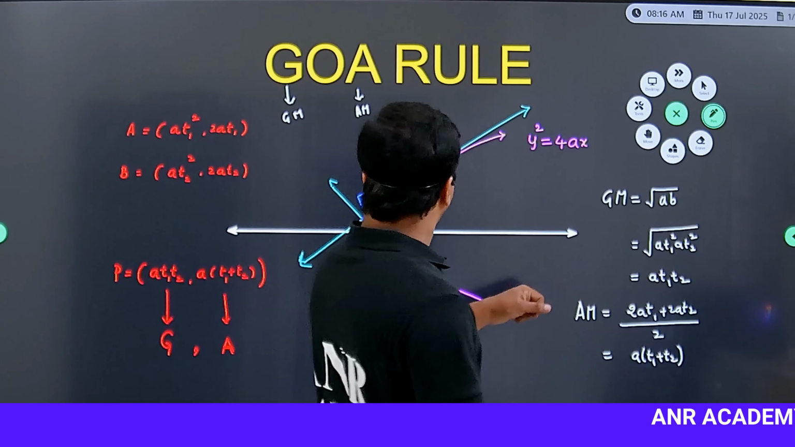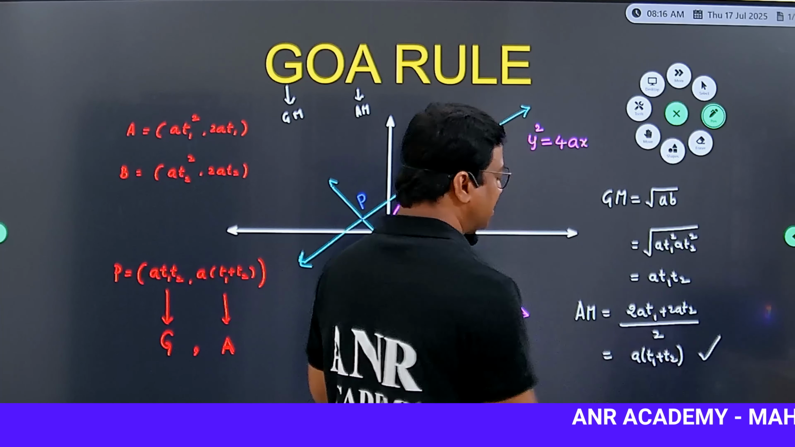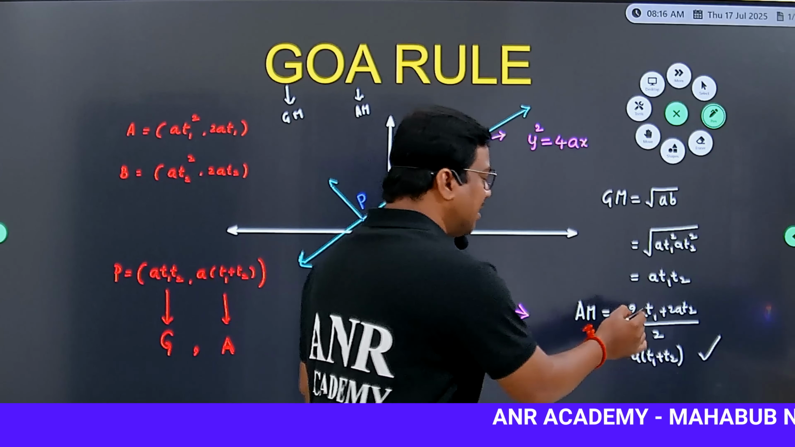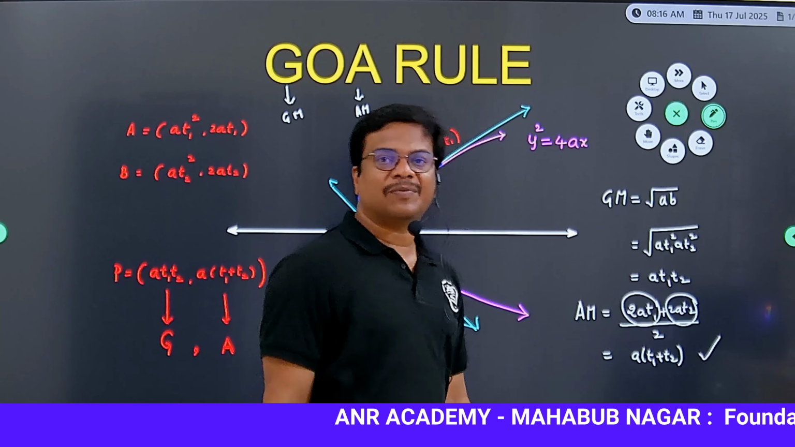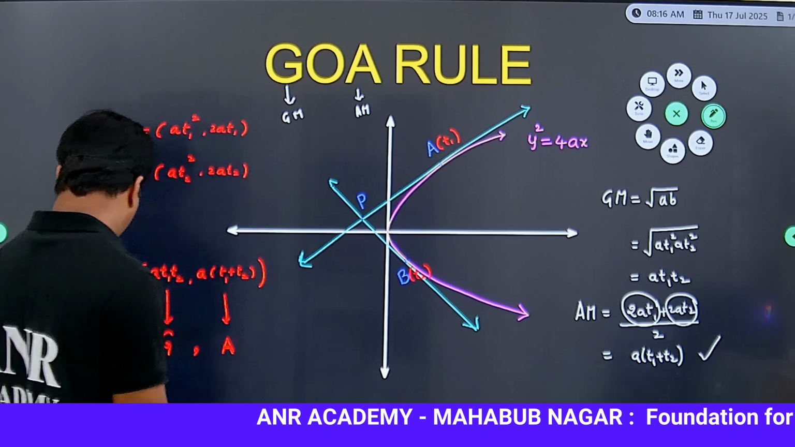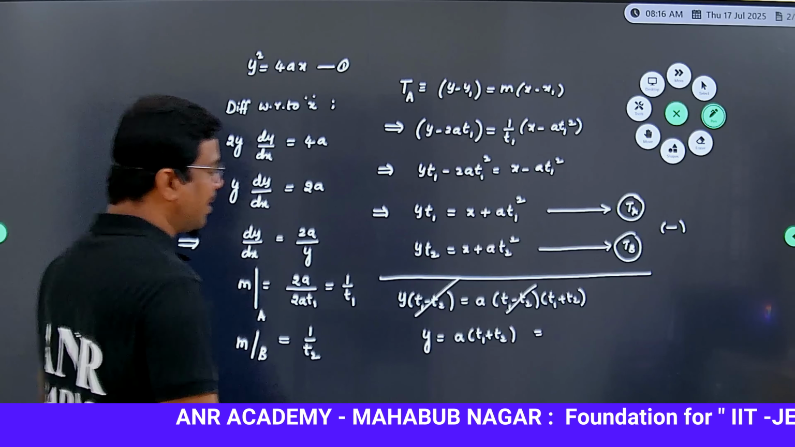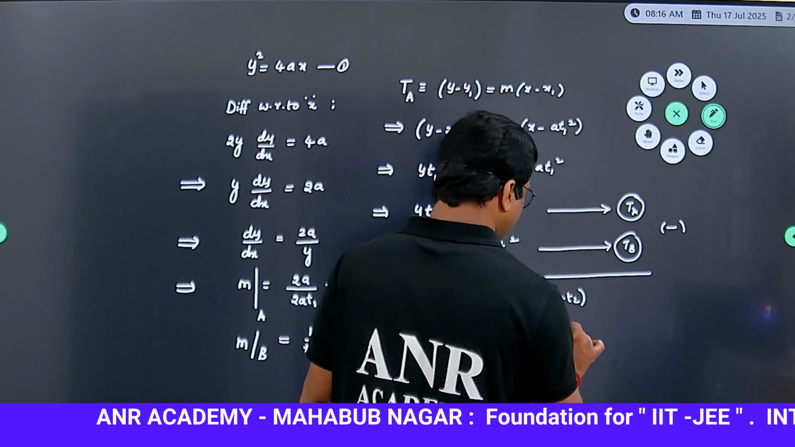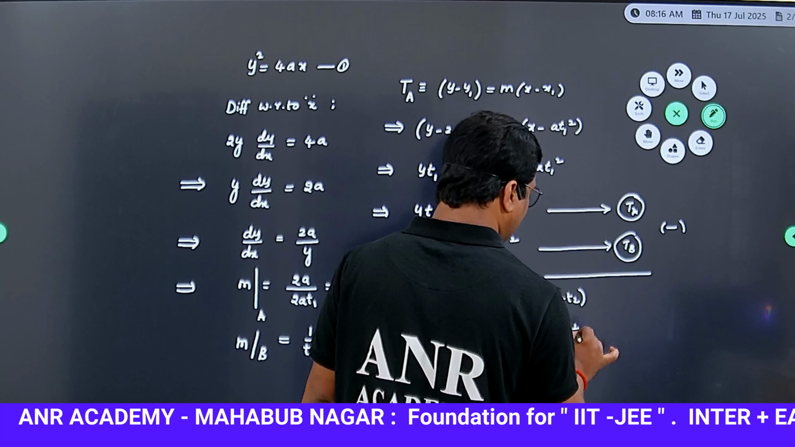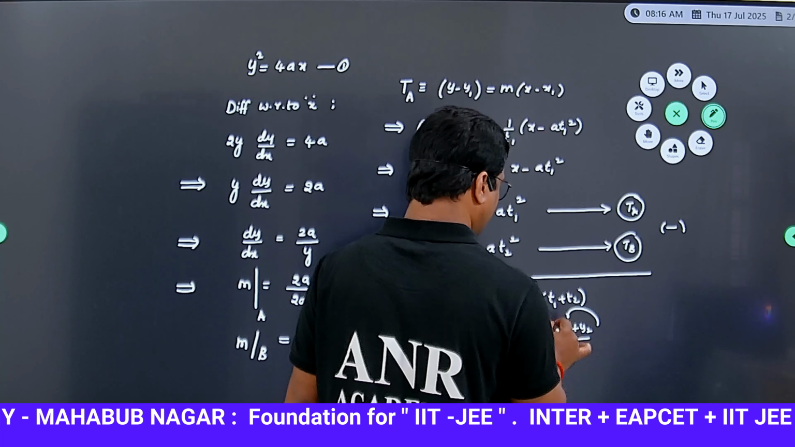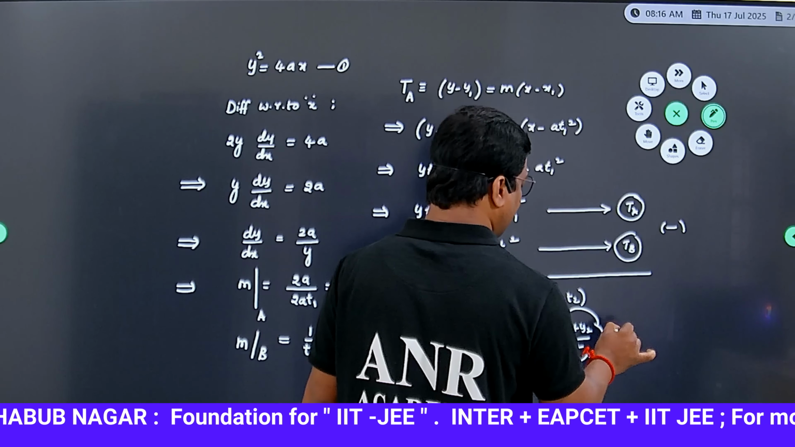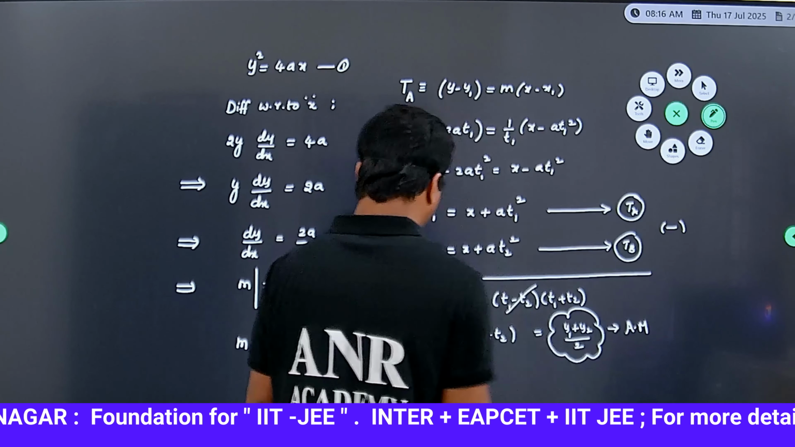This is clearly, in our earlier discussion, the y coordinate. Here you have a into t1 plus t2. That is clearly the arithmetic mean of y coordinates of points capital A and capital B. So that here it is y1 plus y2 divided by 2. So that it is arithmetic mean.